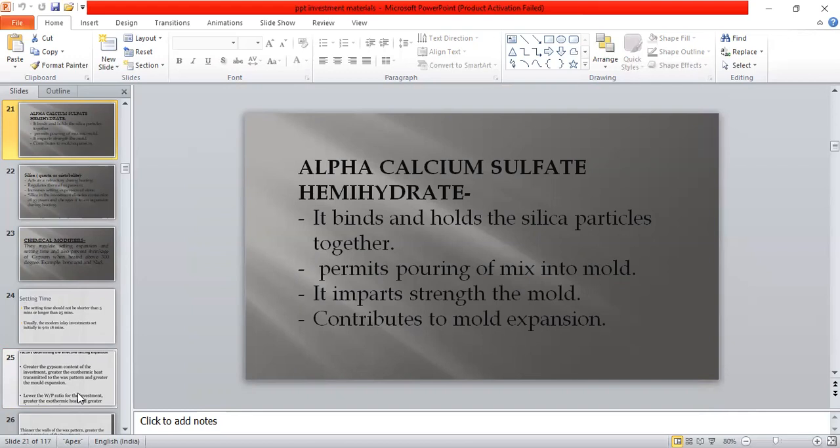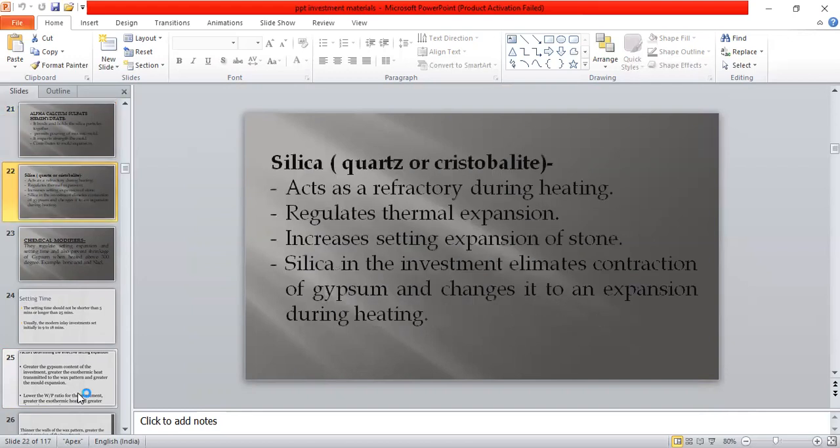So the main function of the binder is that it binds and holds the silica particles together. Its main function is that it permits the pouring of the mix into the mold. Then it provides strength to the mold, and it contributes to mold expansion.